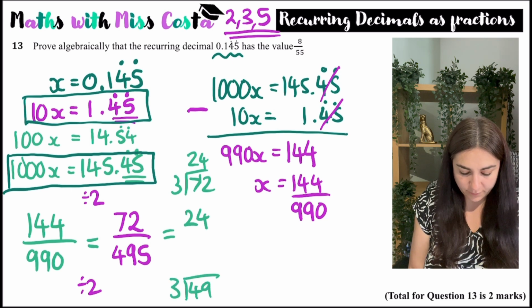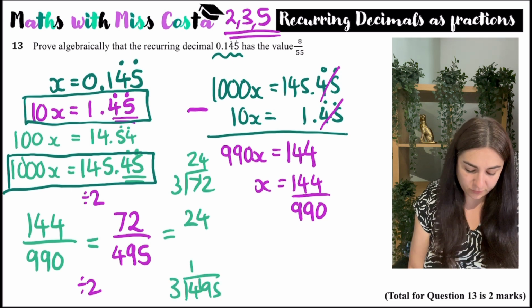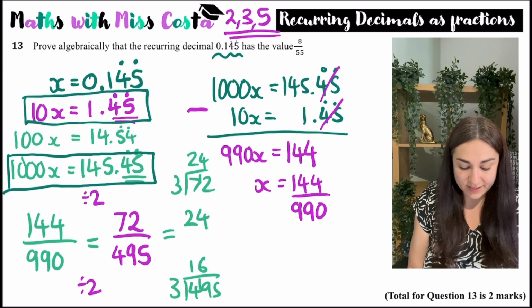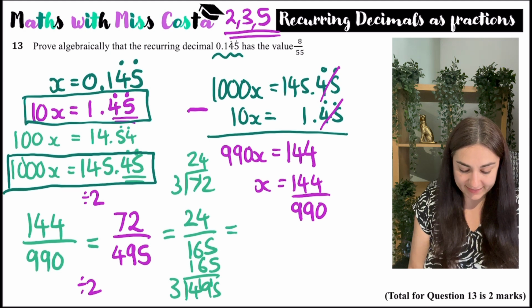And then 3's into 495: 3's into 4 go once, remainder 1. 3's into 19 go 6, remainder 1. And 3's into 15 go 5. So that'd be 24 over 165.